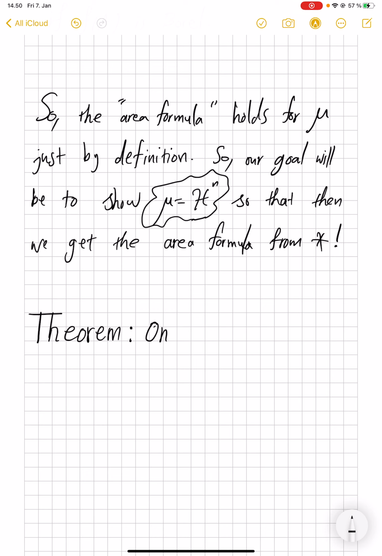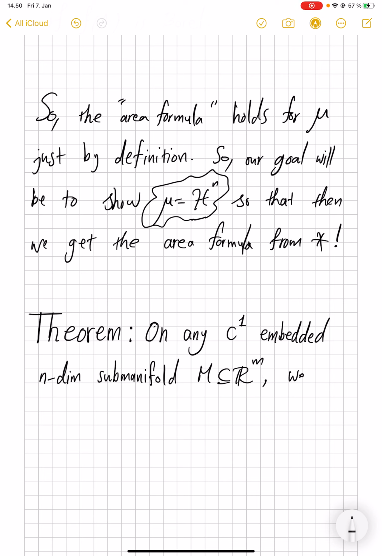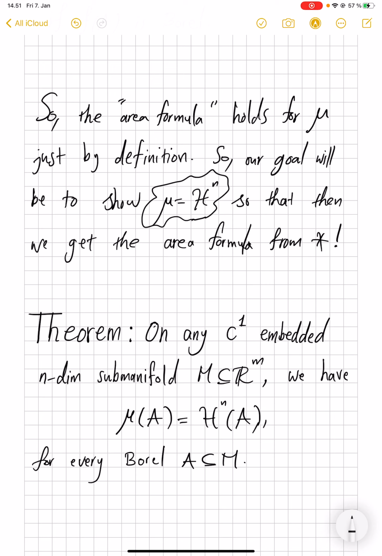On any C1 embedded n-dimensional submanifold of Rm, we have mu of A equal to Hn of A for every Borel A inside M. Borel, because mu is a priori defined only for Borel sets, but once we know this equality, then we can just say mu is defined for all sets by equating it to Hn of that set.